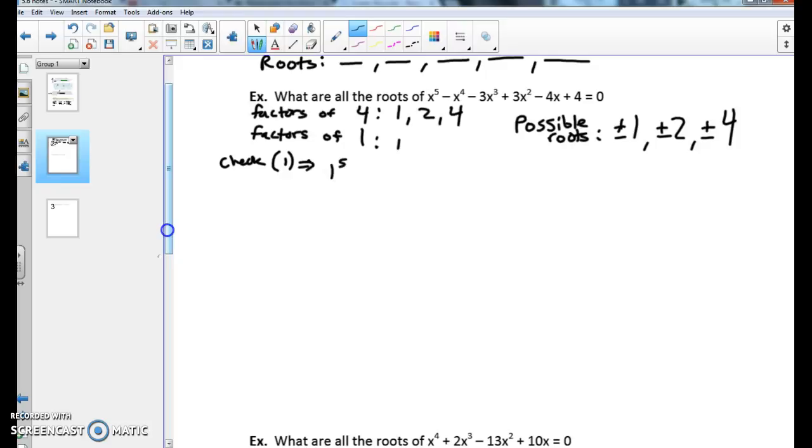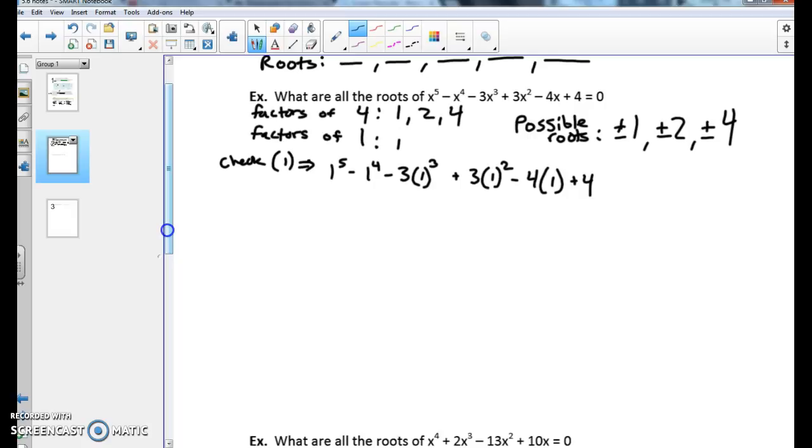We're going to get 1 to the 5th minus 1 to the 4th minus 3 times 1 cubed plus 3 times 1 squared minus 4 times 1 plus 4. So a whole bunch of 1's going on here, right?